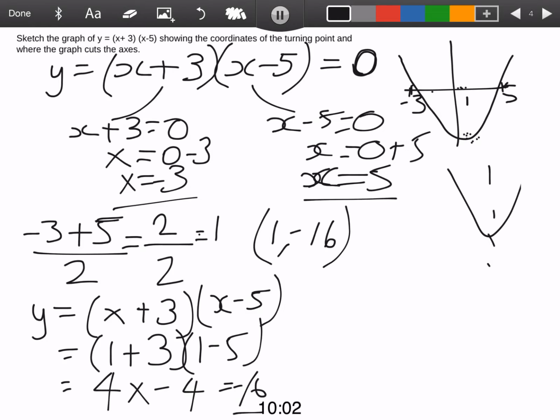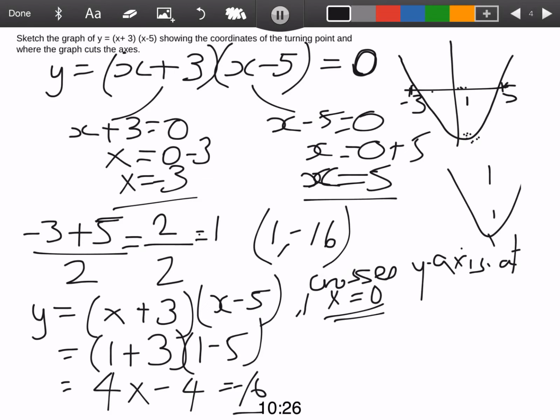It also said find out where it cuts the axes. We've only found out where it cuts the x-axis at negative 3 and 5. We haven't actually found out where it crosses the y-axis. How do you find where something crosses the y-axis? You sub in x is 0. And that's what you always do to find out where something crosses the y-axis, whether it's a trig graph, a straight line, a quadratic, a parabola, it could be anything.